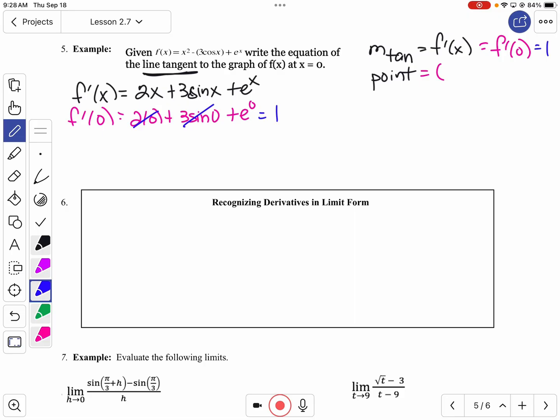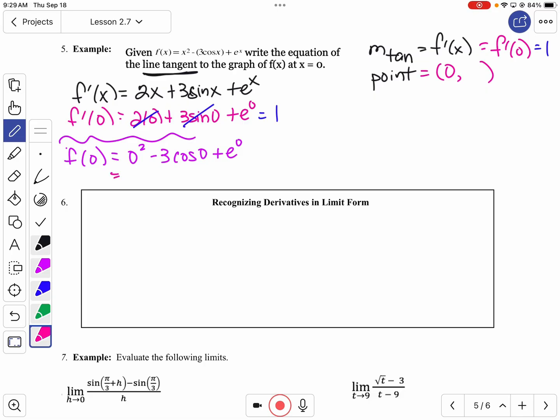Okay? The next thing I need is my point, my ordered pair. So I'm going to keep the 0. To get the y value, I plug it back into the original function. So f at 0: 0 squared minus 3 times the cosine at 0 plus e to the 0. All right, so we do a little arithmetic there.